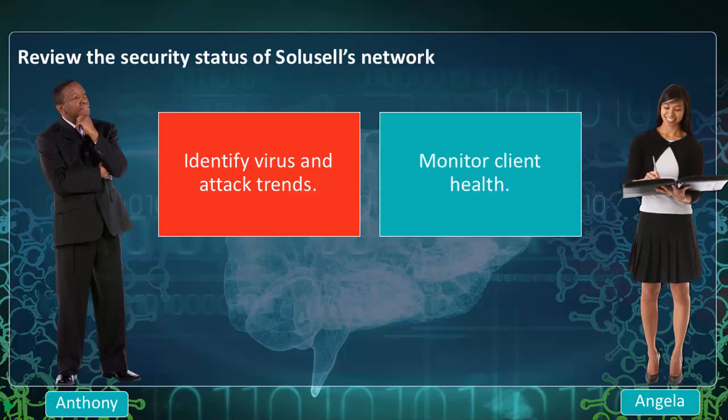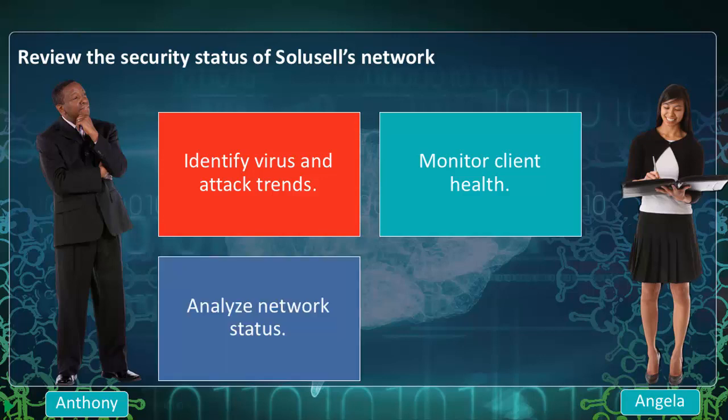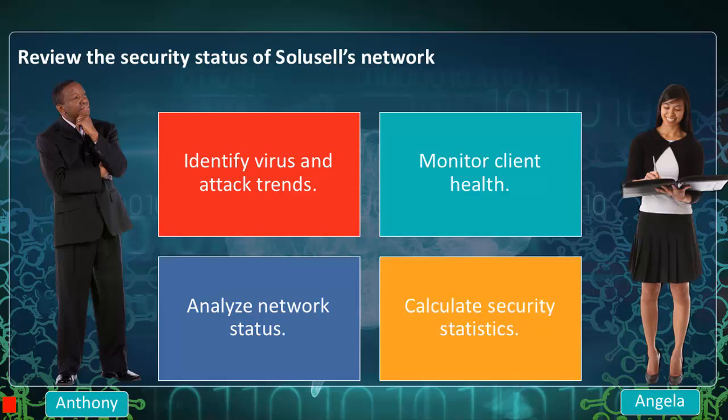Solucell can also monitor client health and make sure protection technologies are enabled. These types of reports display offline clients and suspicious processes running on the network. Anthony and Angela can also analyze the network status of the Solucell environment by reviewing network and host exploit mitigation events. All of this data is used for calculating security statistics to determine if the environment needs an overall health check. Health check indicates reviewing the policy configuration and the Symantec Endpoint Protection clients.